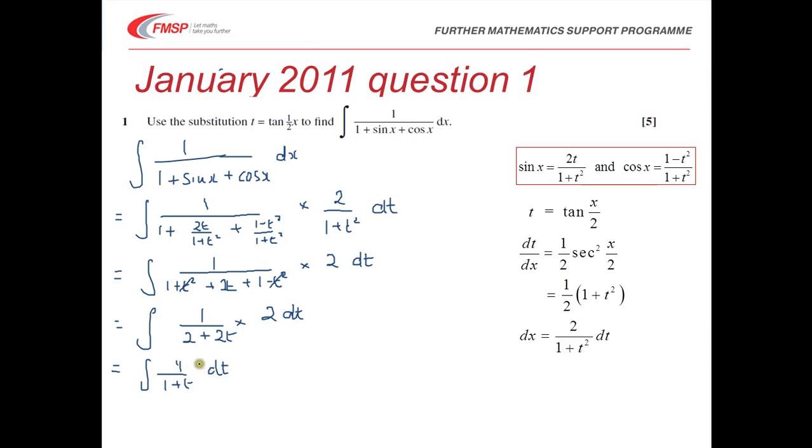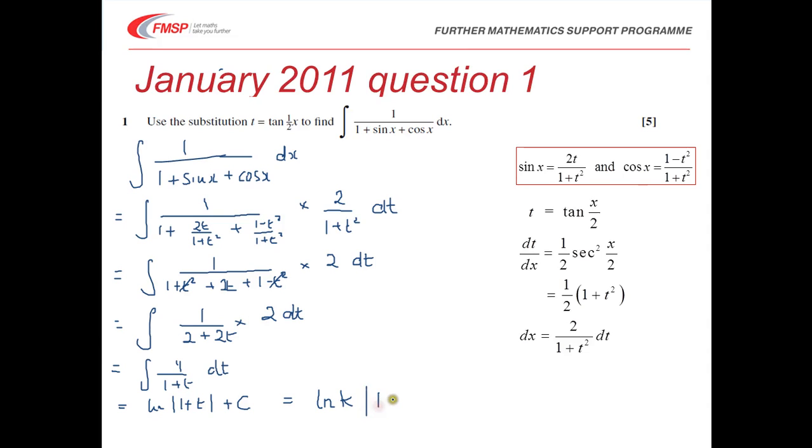And that, of course, you should recognise hopefully as a log integral. So it's going to be the log of 1 plus t plus a constant, because it's an indefinite integral, but we need to substitute back in, and what I'm going to do is just take my constant as k and include it with the logarithm.